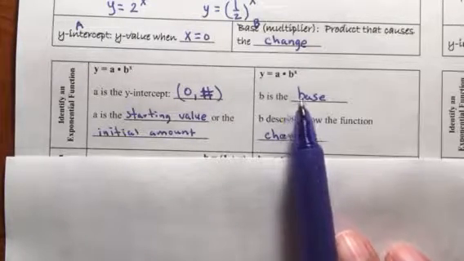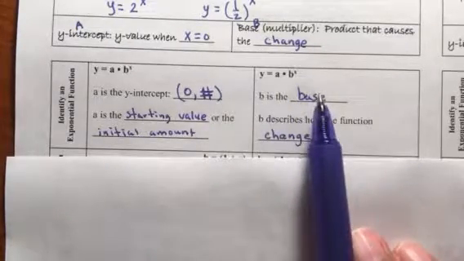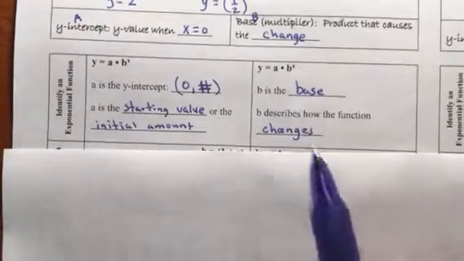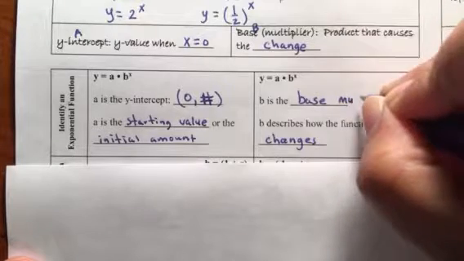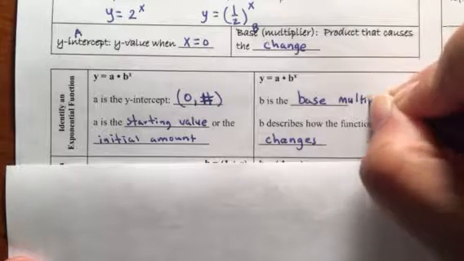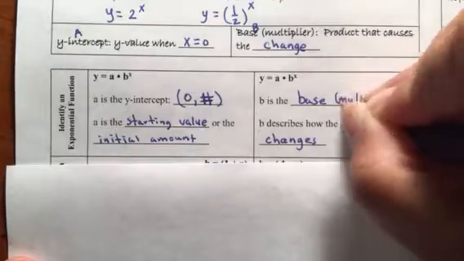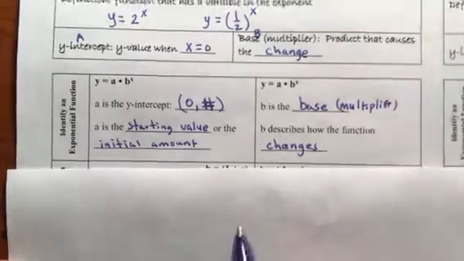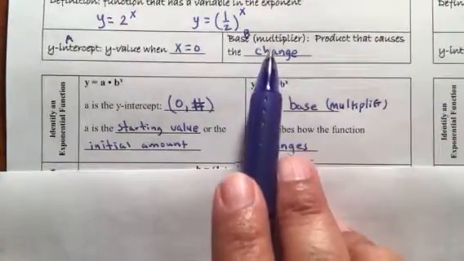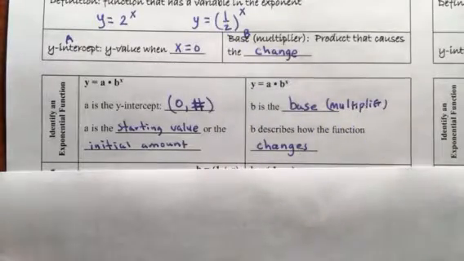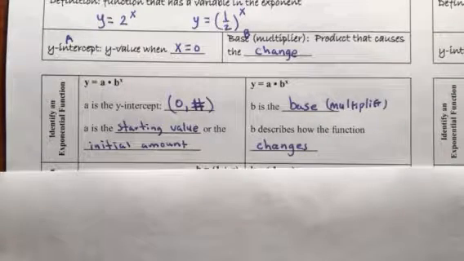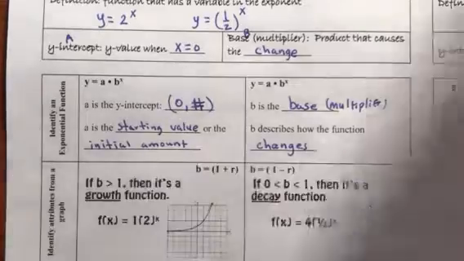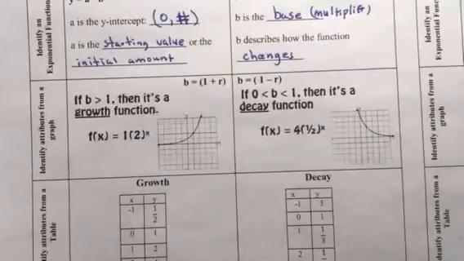Okay, and on this one, your b is your base, and remember, it's the multiplier. It's what gets multiplied by each time. So if you want to put that again in parentheses, just to remind yourself, but it is here. So it's just a reminder that it's the multiplier, and it basically describes how the function changes. So let's go ahead and go to the next part, which talks about growth and decay.